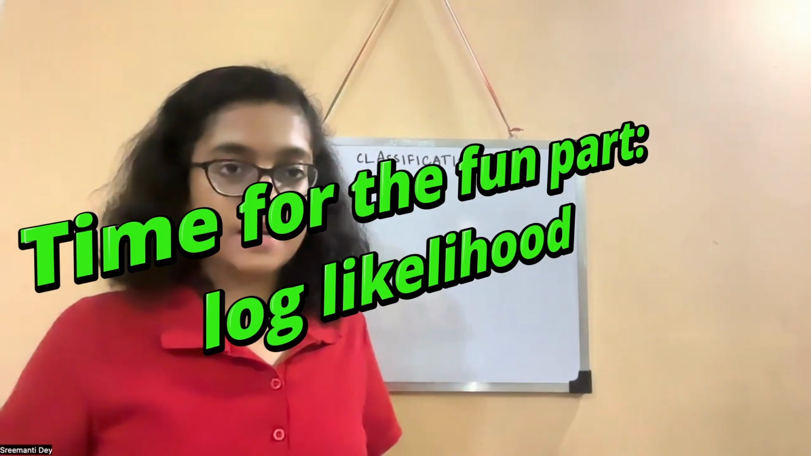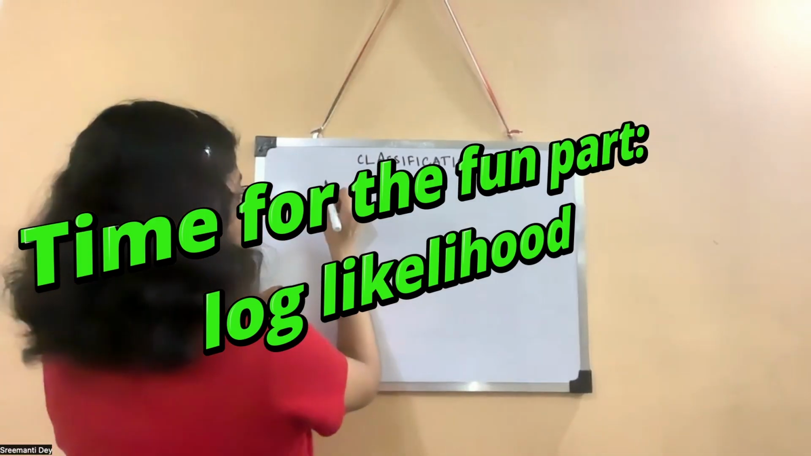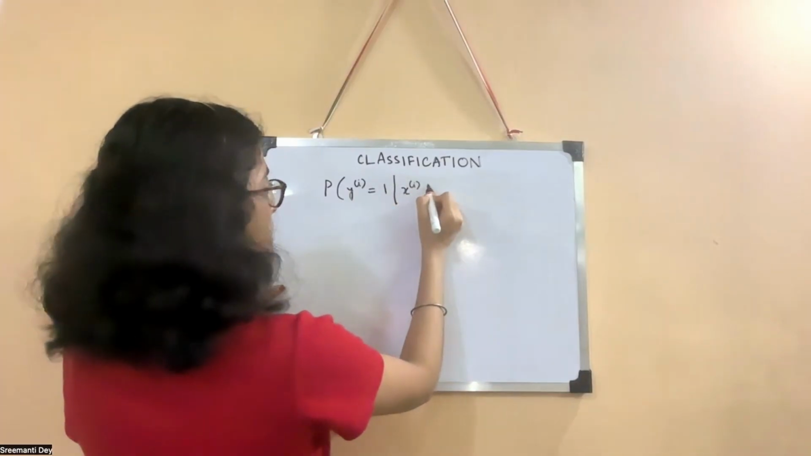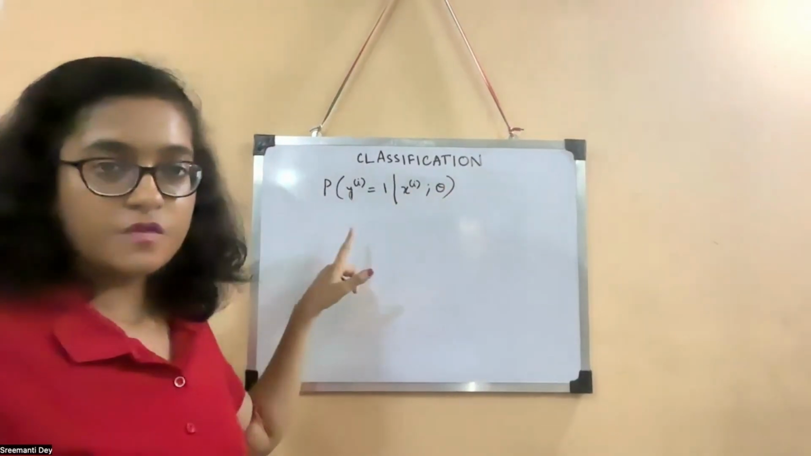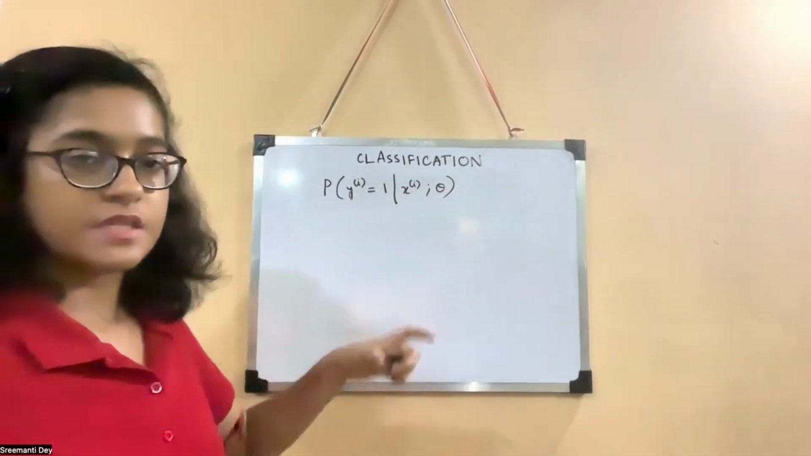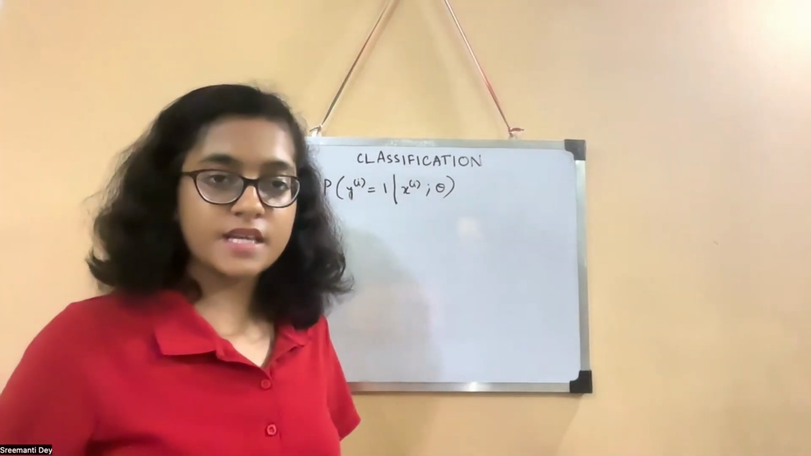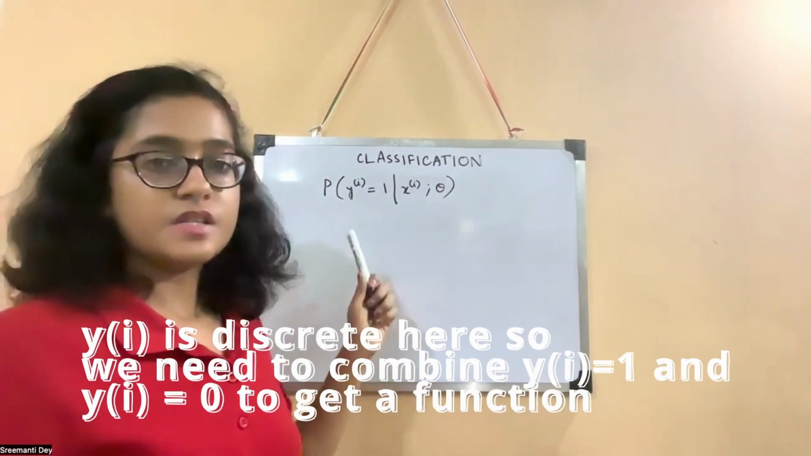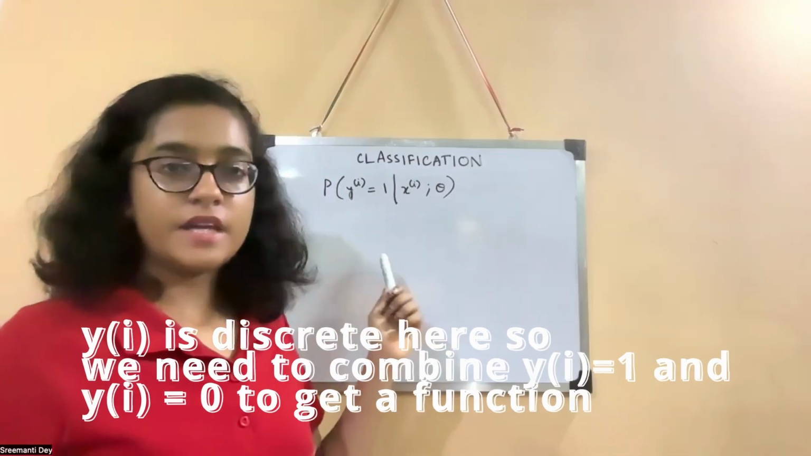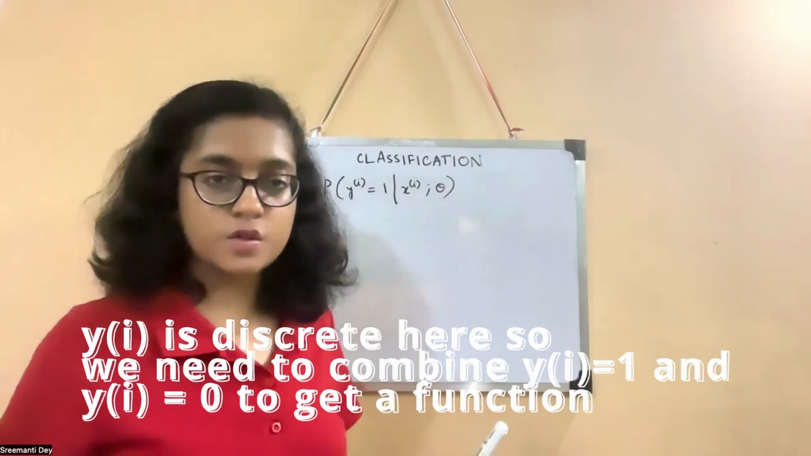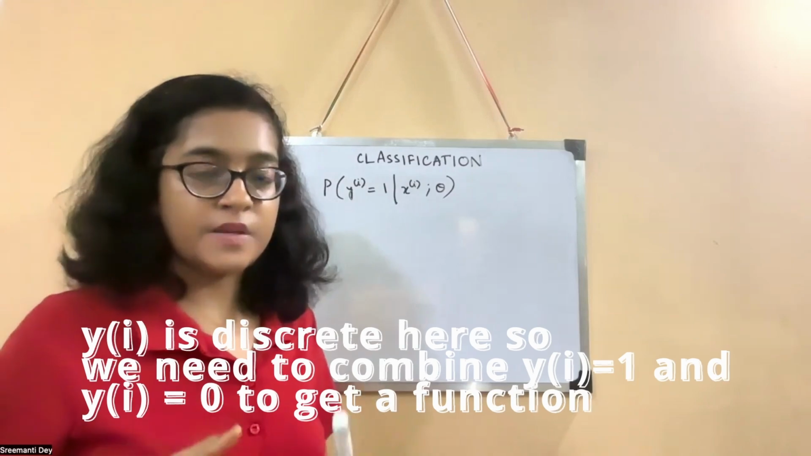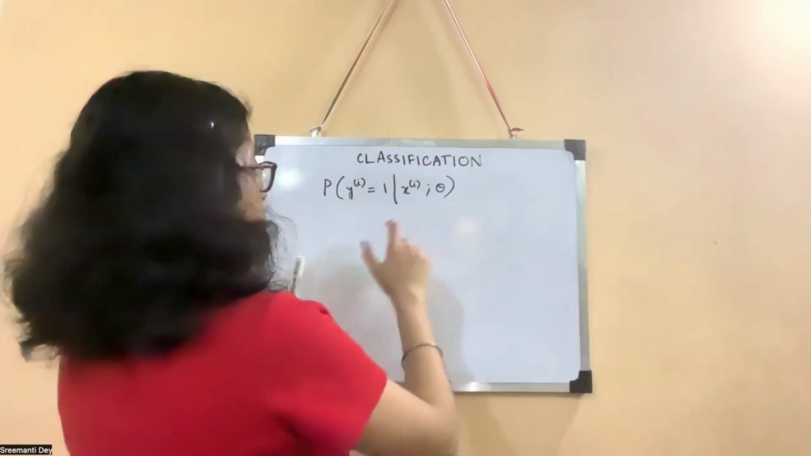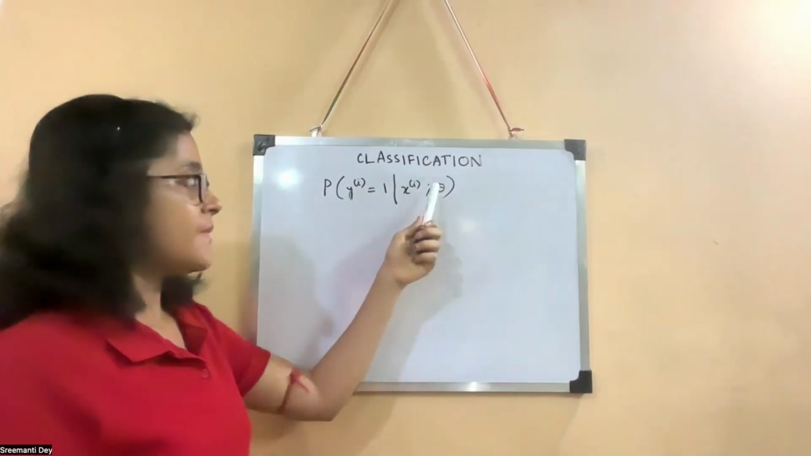So now we'll find out the log likelihood. The probability of y_i equal to 1 given x_i parameterized by theta. Earlier it was the probability of y_i given x_i parameterized by theta, because y_i was continuous. In the discrete case, it's a little bit different. So we'll take y_i equal to 1 and y_i equal to 0 and get the formula for these two. Then we'll see how to combine them together. That's very interesting as well. We'll come to that. So this is y_i equal to 1 given x_i parameterized by theta.